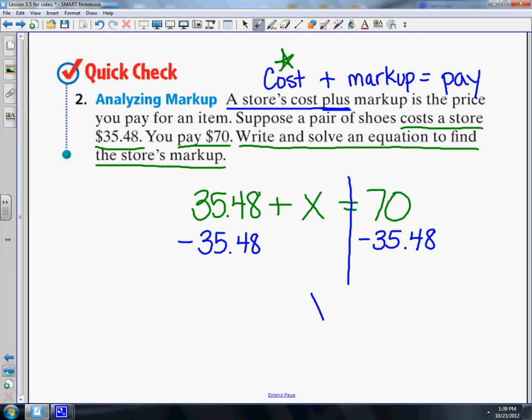Okay, so now I just have to do some calculating on the side. So $70 minus 35.48. So this becomes a 10, this becomes a 9. So 10 minus 8 is 2, 9 minus 4 is 5. This becomes a 10, this becomes a 6. 10 minus 5 is 5, and 6 minus 3 is 3. This is supposed to be 4. Dang it. Sorry. This becomes 9.